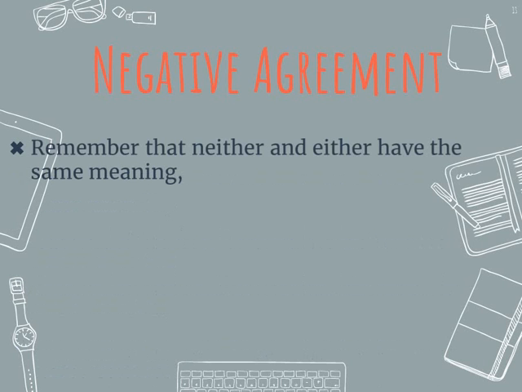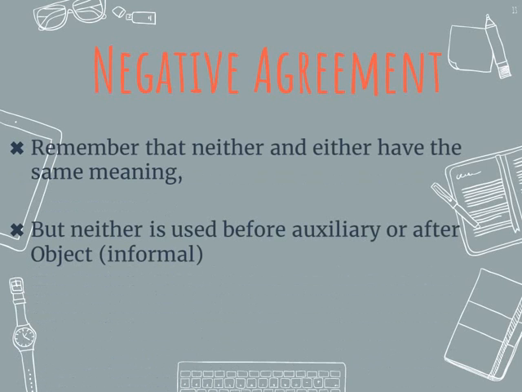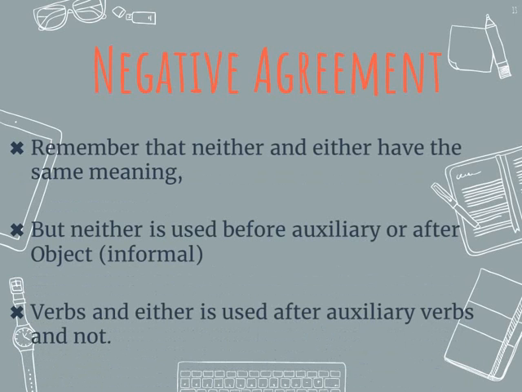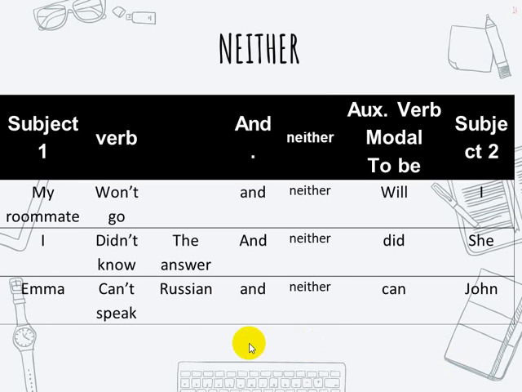In negative agreement, remember that neither and either have the same meaning, but neither is used before the auxiliary verb, or after it in the informal form, and either is used after the auxiliary verb plus not. For neither: subject 1, verb, and neither, auxiliary verb, modal, to be, and subject 2. My roommate won't go, and neither will I. I didn't know the answer, and neither did she. Emma can't speak Russian, and neither can John.